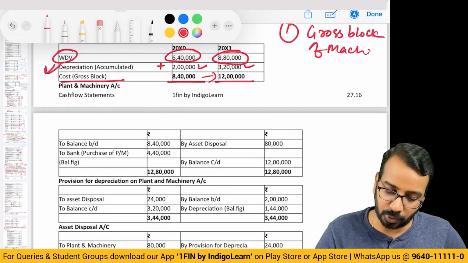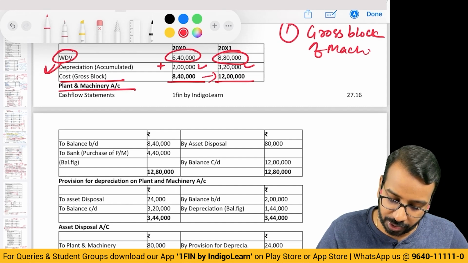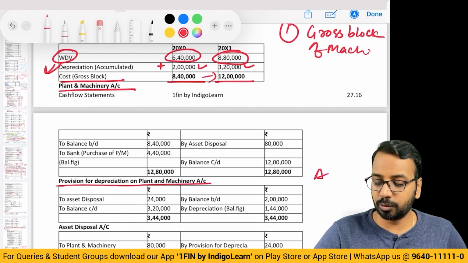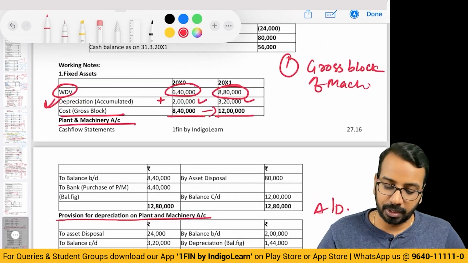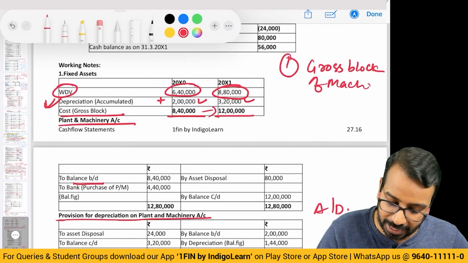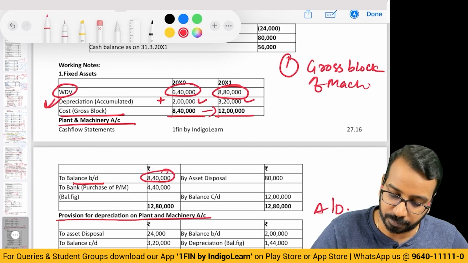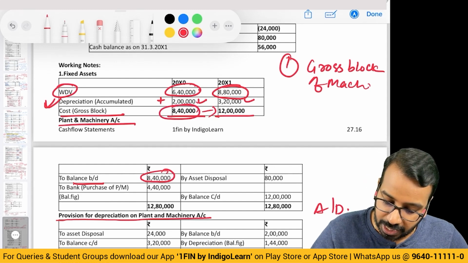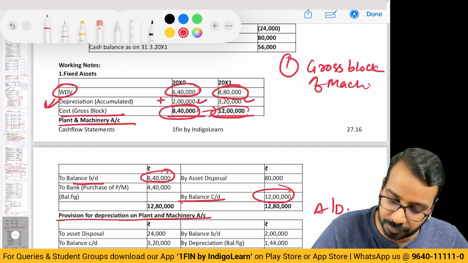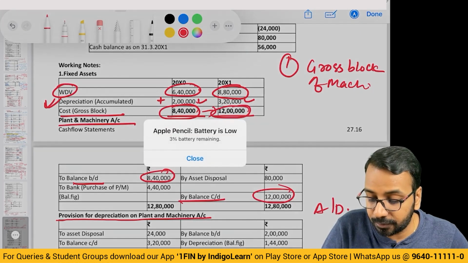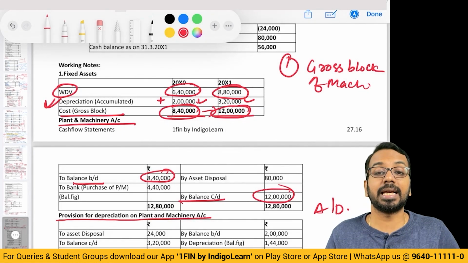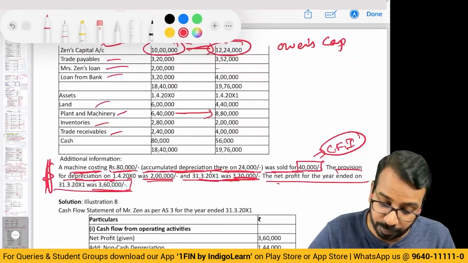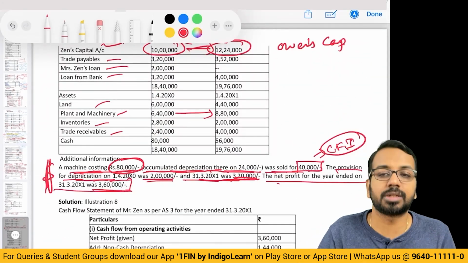After you prepare the gross block, you will prepare the plant and machinery account and the provision for depreciation on plant and machinery account, or accumulated depreciation account. Which values? Gross values. Balance brought down 8,40,000, that is 640 plus 2 lakhs. Then balance carried down 12 lakhs. This information is here. Don't take the difference directly as purchases because there has been a disposal also. What is the disposal value? Machine costing 80,000 was disposed.